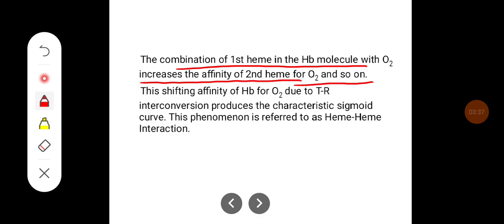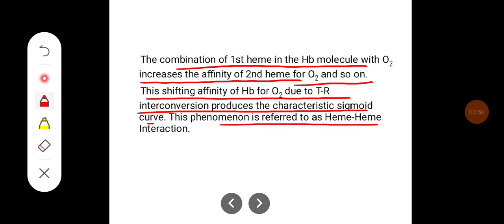This shifting affinity of hemoglobin for oxygen due to the tense and relaxed form interconversion produces the characteristic sigmoid curve, and this phenomenon is referred to as heme to heme interaction.